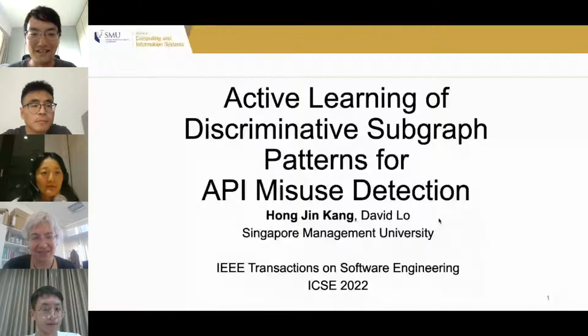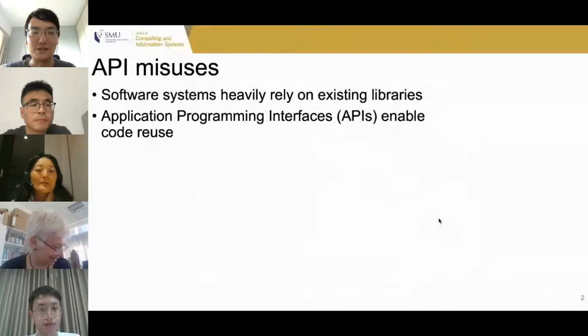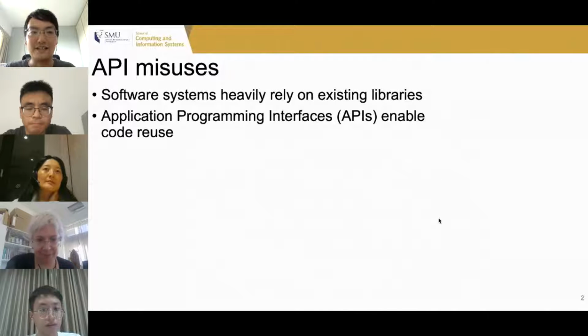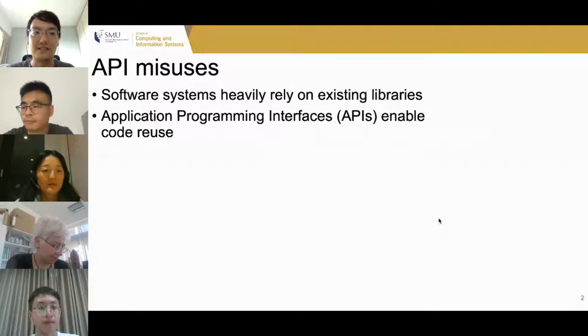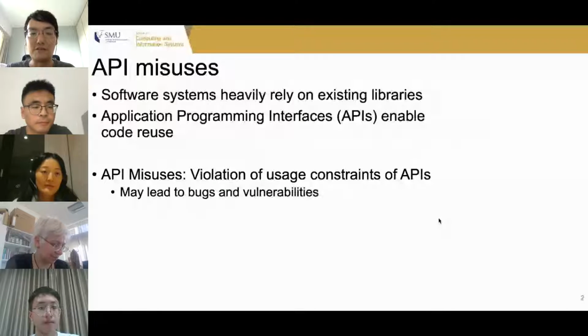Should I start? Thanks for the introduction. So I'll start talking about our work. The context of our work is that modern software systems rely heavily on third-party libraries. And for a client program to interact with these libraries, they do so through the APIs that are exposed by the libraries. However, APIs may have usage constraints associated with them, and the violations of these usage constraints are known as API misuses. And API misuses may lead to bugs and vulnerabilities, and therefore it is important to detect them.